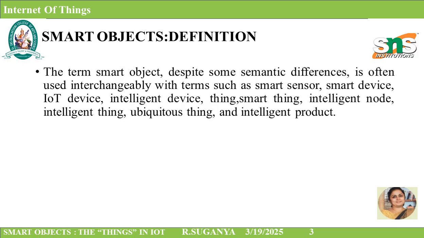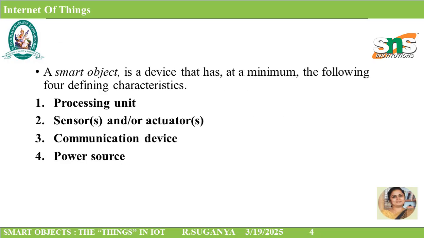Smart objects definition. The term smart object, despite some semantic differences, is often used interchangeably with terms such as smart sensor, smart device, IoT device, intelligent device, thing, smart thing, intelligent node, intelligent thing, ubiquitous thing, and intelligent product. A smart object is a device that has, at a minimum, the following four defining characteristics. First is the processing unit, the second is sensor or actuator, then communication device, and power source. These are the things that define a smart object.